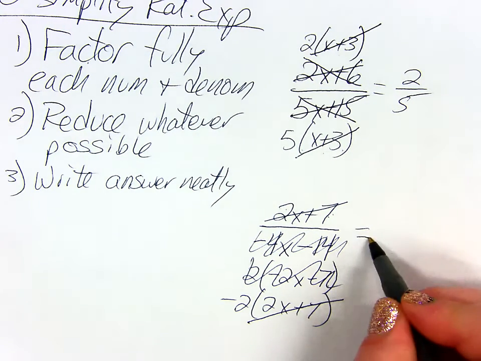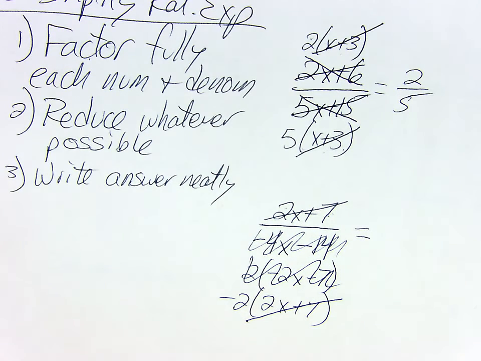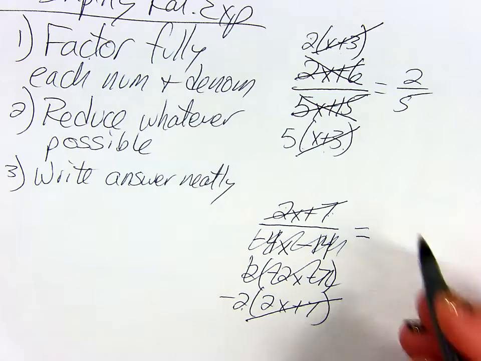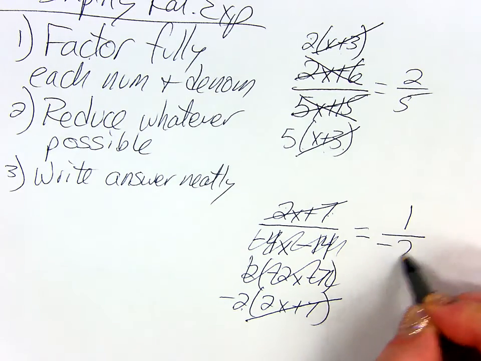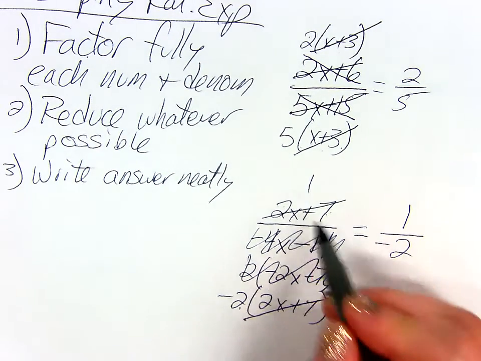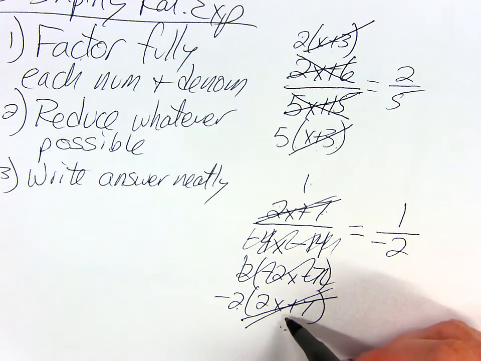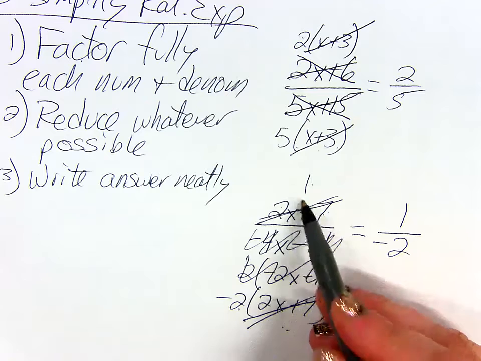So what is my final answer? Correct. It is not negative 2. Isn't negative 2 in the denominator? So it's 1 over negative 2, right? There's still a 1 there. When you cancel them out, it's just reducing it down to 1 over 1. So a lot of times we don't write it, but there is a 1 there.